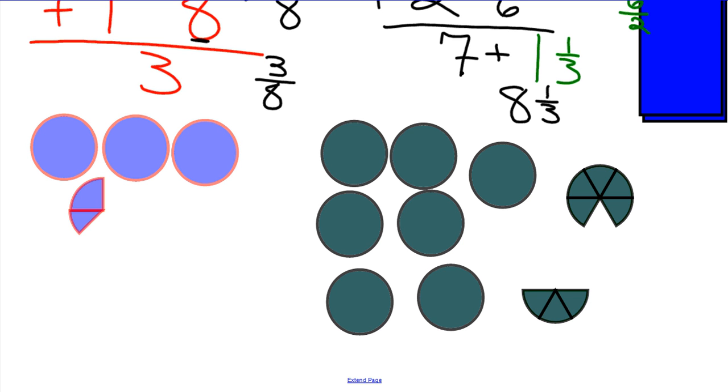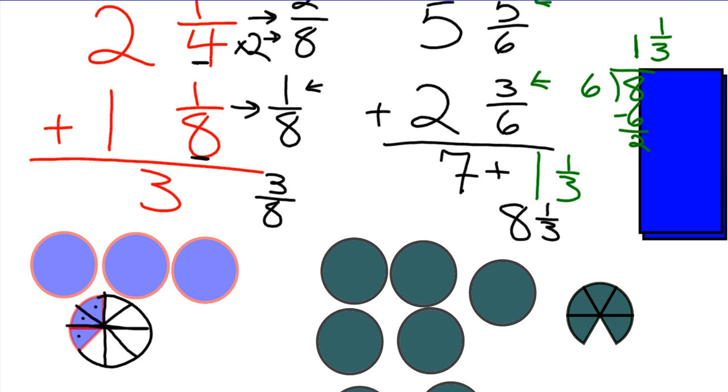And if I made this into a complete circle, we could see that that would be fourths. Excuse my drawing, it's not perfect. And this would be eighths. And now we can see we have 1, 2, 3 eighths. So 3 and 3/8. On our other problem over here, 5 and 5/6 up here, plus 2 and 3/6.